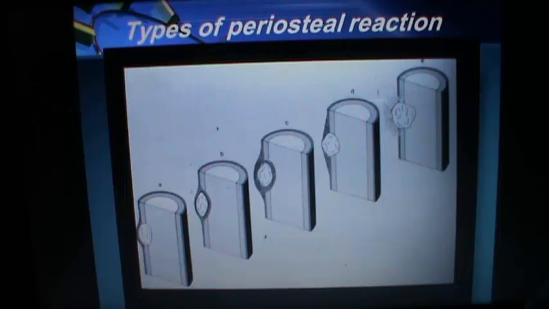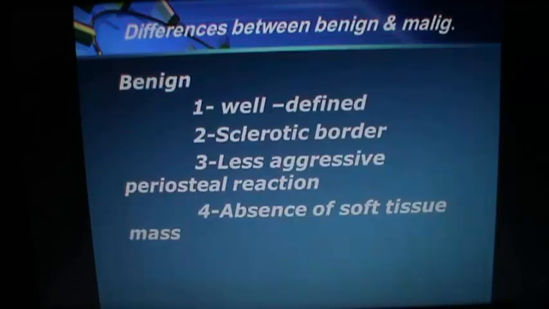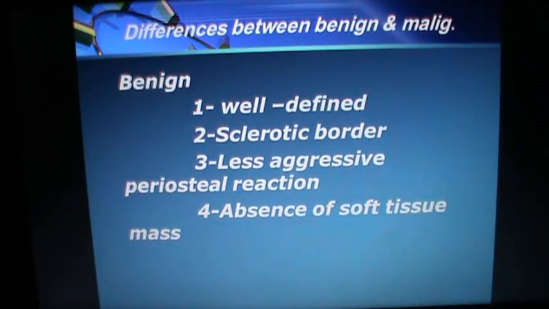And this can appear in any of the lesions showing sclerosis or showing sclerosed margin. To differentiate between benign and malignant, we have the well-defined outline, the sclerotic border, the less aggressive periosteal reaction, which is continuous, and there is no soft tissue extension. This will be benign, and the reverse, of course, will be true for malignancy.